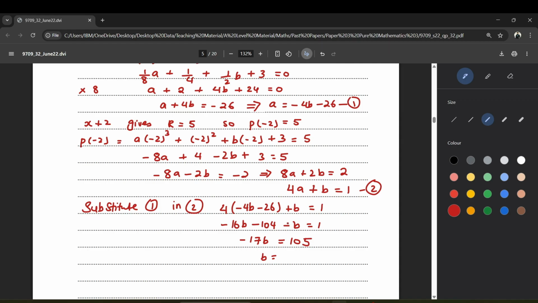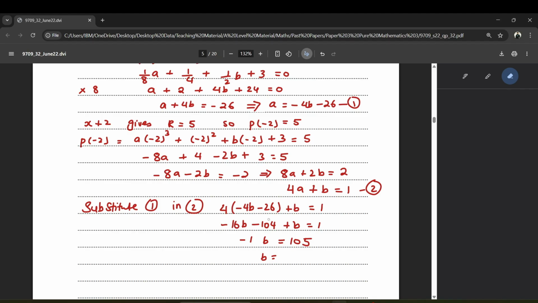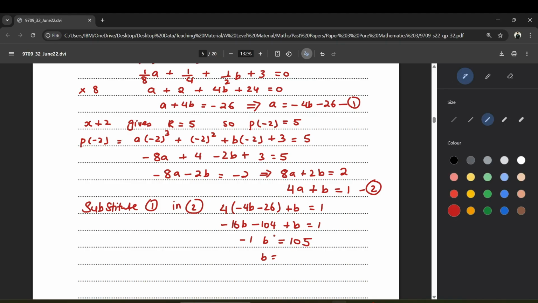Let me just fix this up. So this should become minus 15B. So 105 divided by minus 15. So B is equal to minus 7.